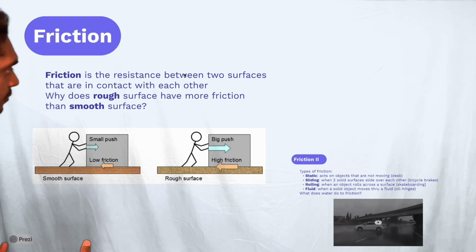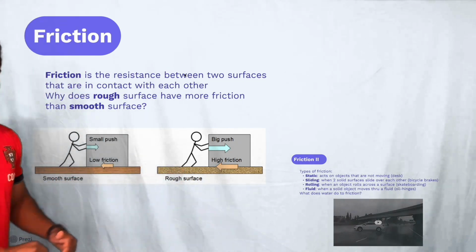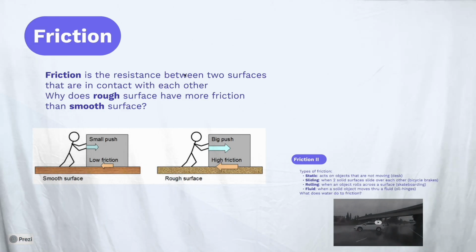So think of the rough surface like this. It's got teeth and it's grabbing the box, and it's making it hard for the guy to push the box. So he needs to give a bigger push because of the higher friction.